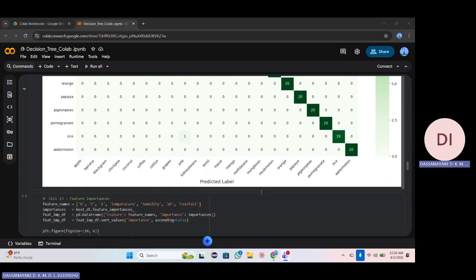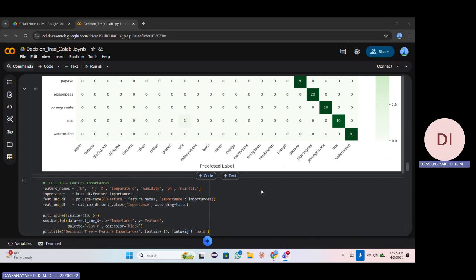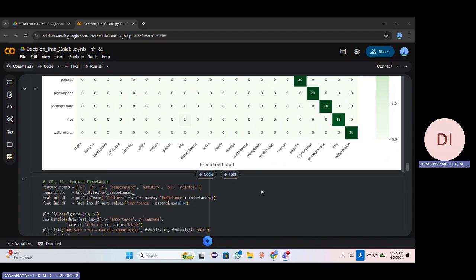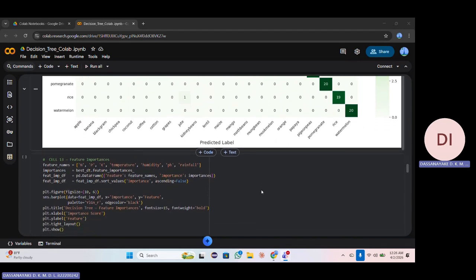For improvements, a few approaches could push accuracy further. First, feature engineering, as adding interaction terms like N to P ratio could help. Second, the decision tree can overfit on noisy data, so combining it with an ensemble method like random forest would address that. Third, expanding the dataset with more regional or seasonal data would make the model more generalizable to real-world agriculture conditions. Thank you.